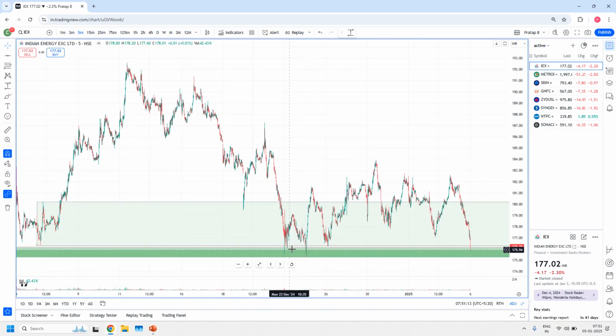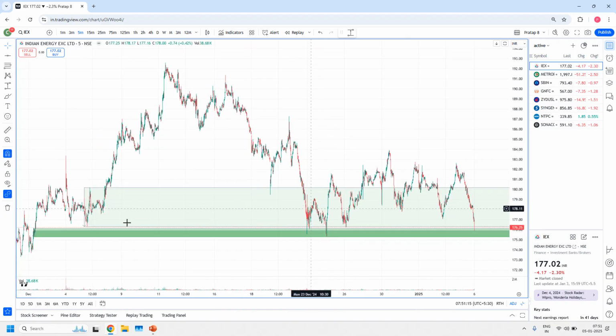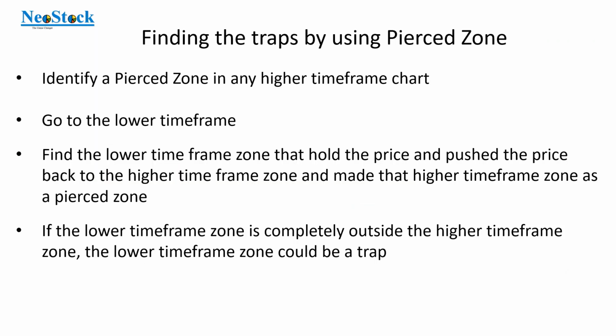See, who is helping to plan such kind of trades? Pierced zones are helping. We are taking the pierced zone as a reference and we are planning such kind of trades. Okay, now let us look into the next scenario.